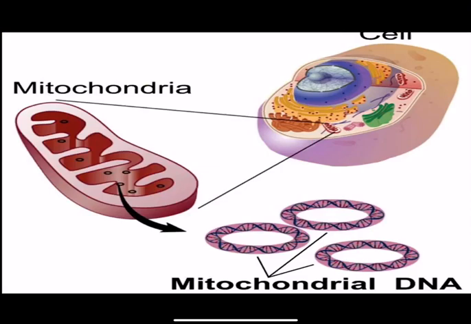Now, this picture also shows the position of mitochondria and mitochondrial DNA. Mitochondrial DNA is not passed down from father to child, but rather from mother to child. So your mitochondrial DNA can be traced to your mother, not your father.